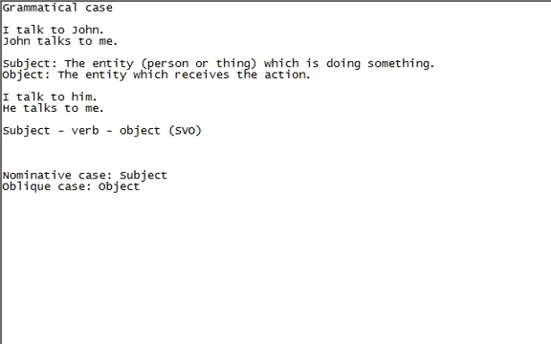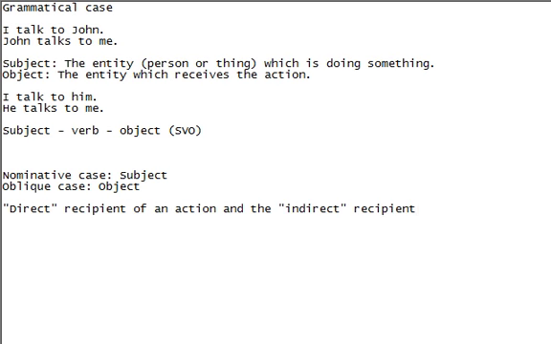Now, in English, there's just basically the subject and the object. In many languages, however, there's a distinction between the direct recipient of an action and the indirect recipient. Now, how can we demonstrate this? What's an example of this? Let me go ahead and give you an example. Let's say, for example, just something, okay, a sentence like, I open the door.